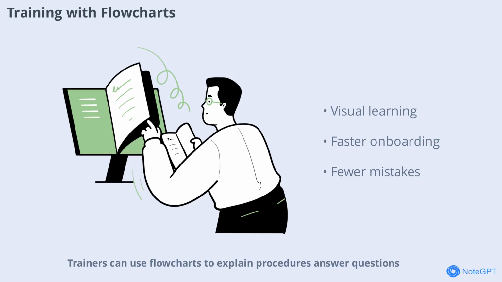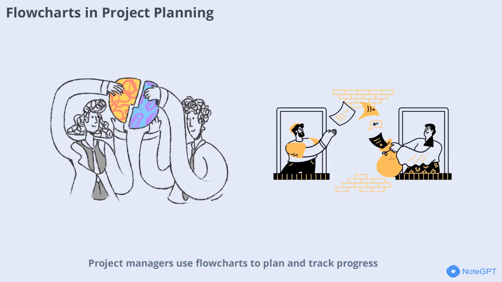Trainers can use flowcharts to explain procedures, answer questions, and make sure everyone is on the same page. This leads to faster learning and fewer mistakes. Project managers use flowcharts to plan and track progress. By laying out each step, they can see what needs to be done, who is responsible, and how tasks are connected. This helps keep projects on schedule and ensures nothing is overlooked.